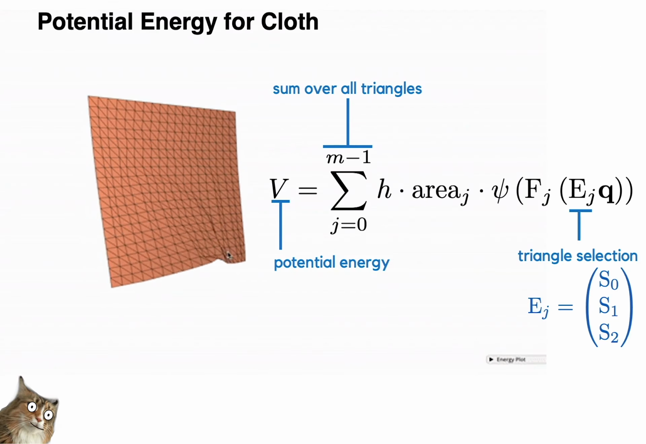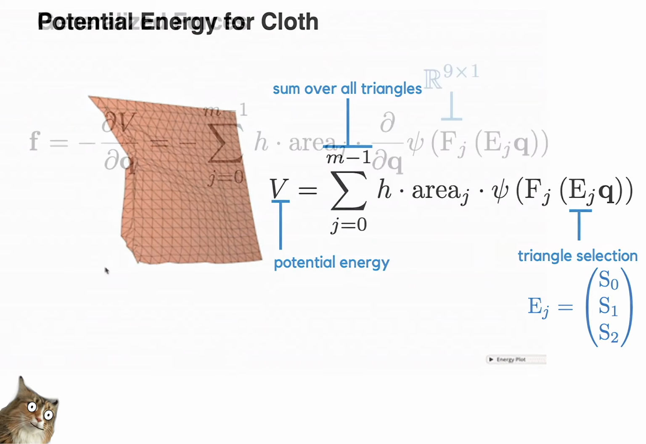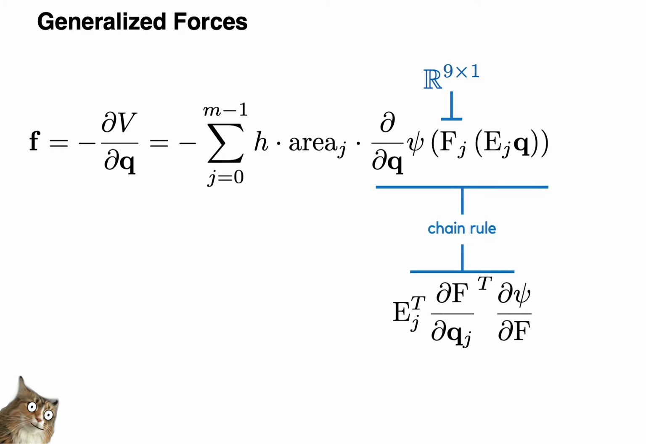Here's our potential energy again, constructed by summing up the potential energy contributions from each triangle. As when computing the tetrahedral finite element generalized forces, we can arrive at a straightforward formula by moving our derivative with respect to the generalized coordinate inside of the summation over all triangles. Applying the chain rule shows us that we can compute the total generalized force on the cloth by computing the per triangle generalized forces and assembling them. Remember to look back at video 4 if you need a refresher on this procedure.